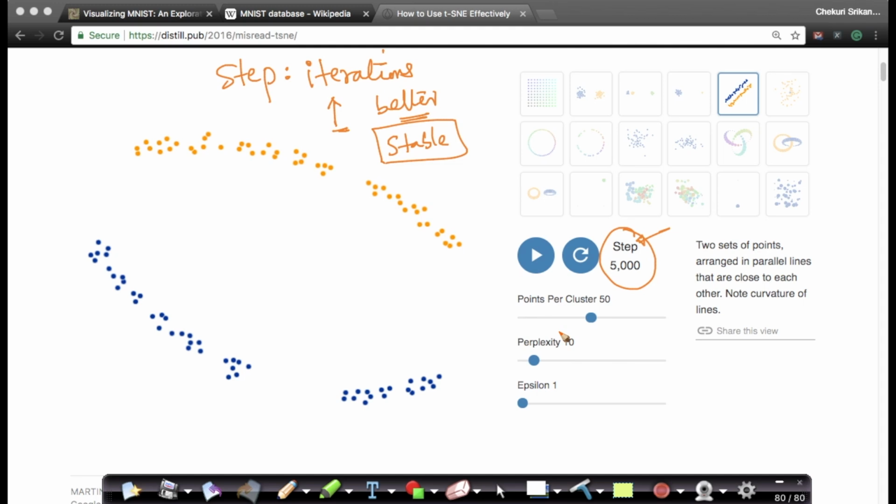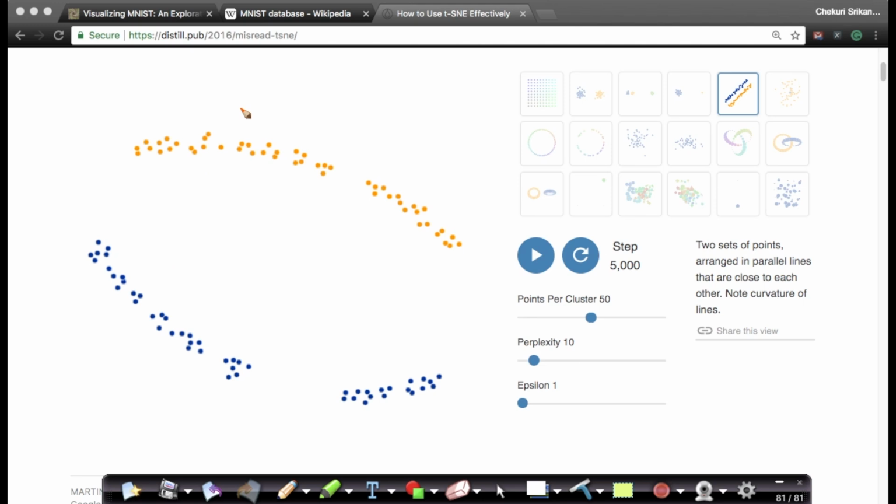The second, and the most important, parameter of t-SNE is called perplexity. Let's understand what perplexity means. You can think of perplexity roughly or loosely as the number of points, instead of using neighborhood as a distance measure. So if I have this, instead of saying that this is my neighborhood, what if I say I want to preserve the distance of 5 of my nearest neighbors?